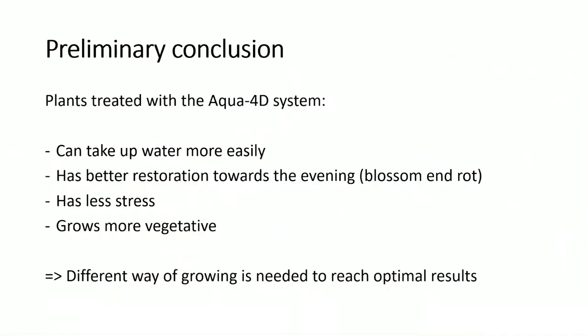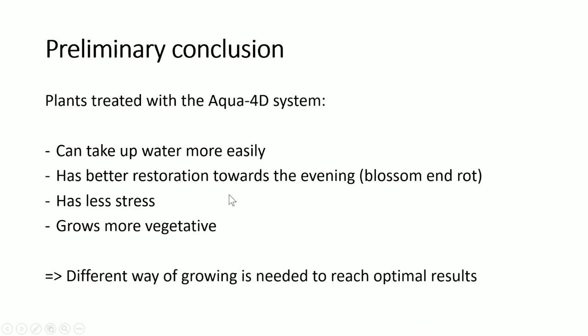So I will go to the preliminary conclusion. It seems that the plants which are treated with the AQUA4D system can take up water more easily, because they can restore faster with a higher transpiration. So there's more root pressure. It has a better restoration towards the evening. It has less stress, and it grows more vegetative.